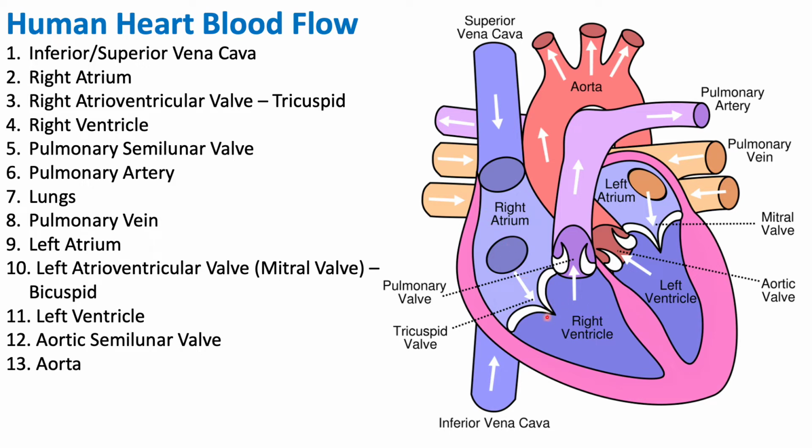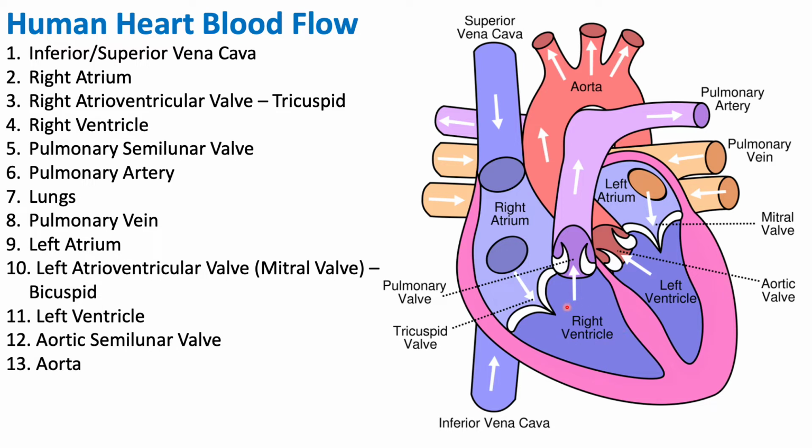So now that we are in the right ventricle, it is a lot more muscular in comparison to the right atrium because the right ventricle is responsible for pumping blood out. And in order to pump blood out, it needs to be a more muscular part of the heart. Whereas the right atrium, it's simply a collecting area of blood.